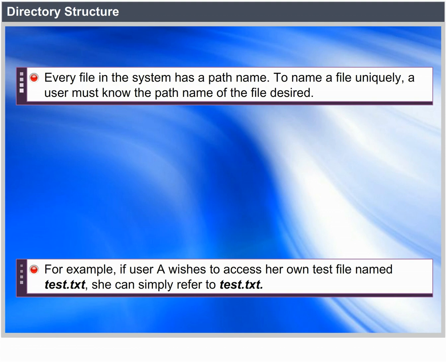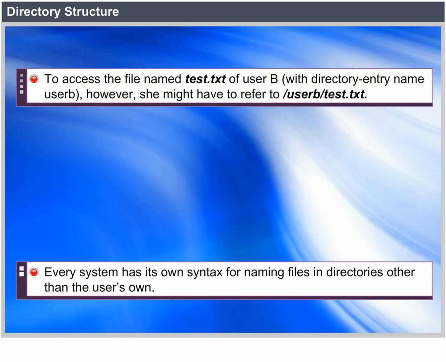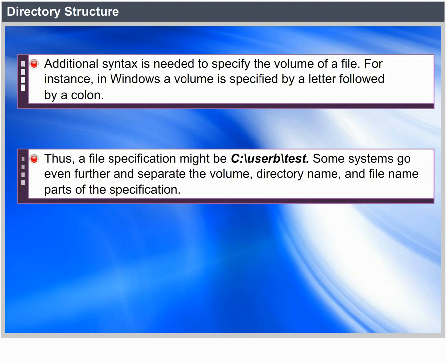To access the file named test.txt of user B, with directory entry name user B, however, she might have to refer to /userB/test.txt. Every system has its own syntax for naming files and directories other than the user's own. Additional syntax is needed to specify the volume of a file. For instance, in Windows, a volume is specified by a letter followed by a colon. Thus, a file specification might be C:/userb/test. Some systems go even further and separate the volume, directory name, and file name parts of the specification.